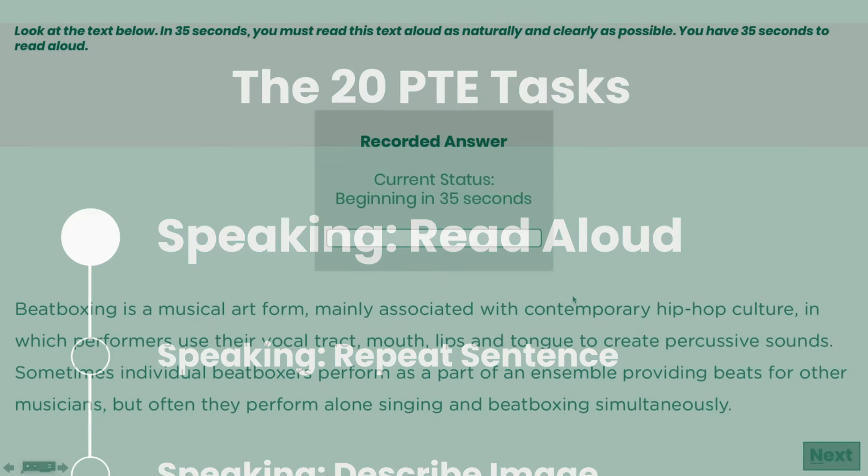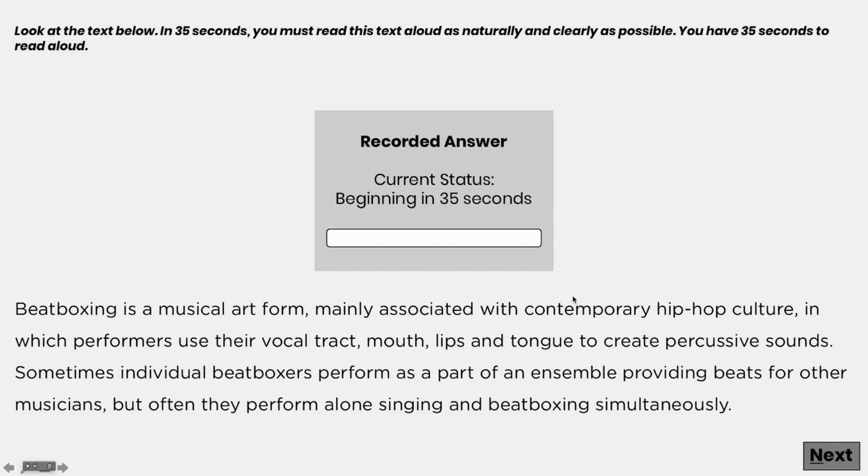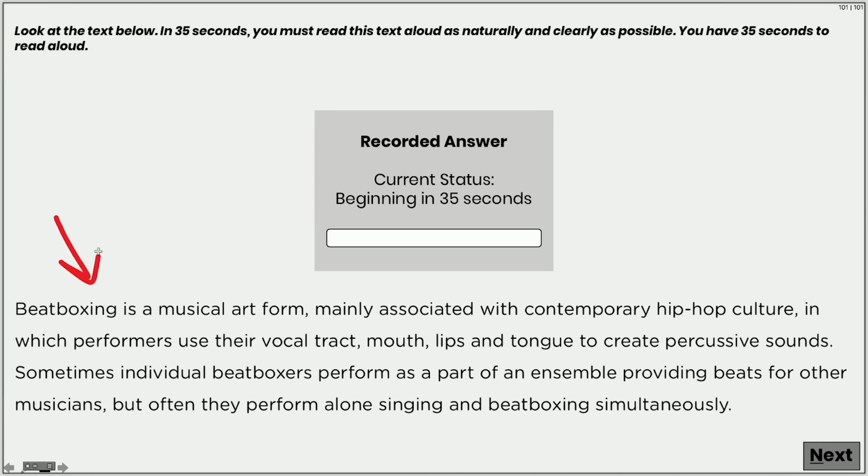Okay, let's look at this first task. It's called Read Aloud, and it looks like this. What you have to do, quite simply, is read a paragraph of text aloud. You're going to have time to prepare to read between 30 and 40 seconds. And when that 30 or 40 seconds is up, the recording device here will open, and you'll have to read this as clearly as you possibly can.